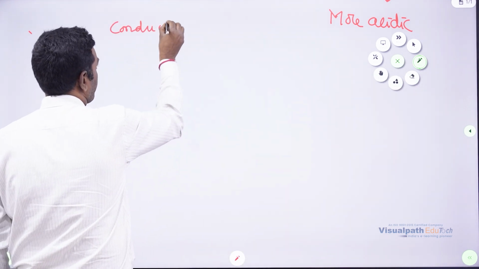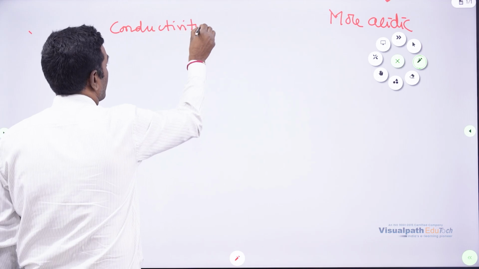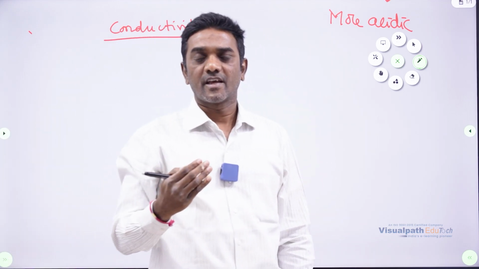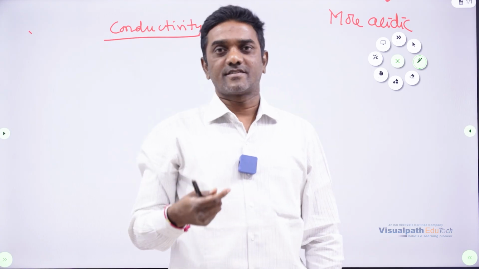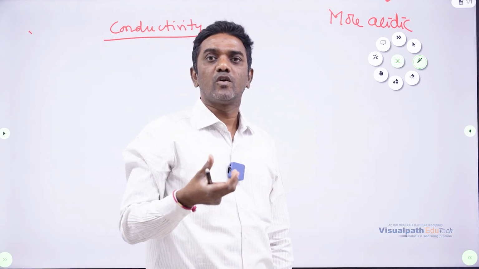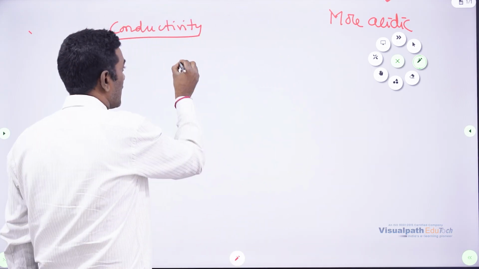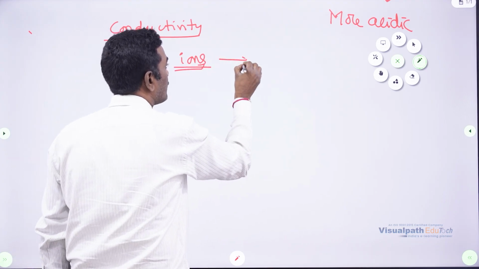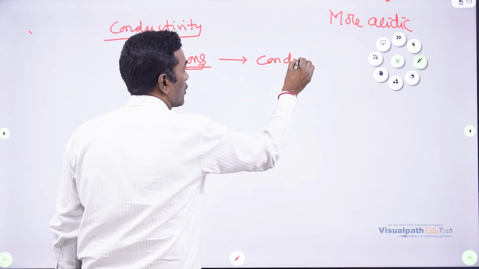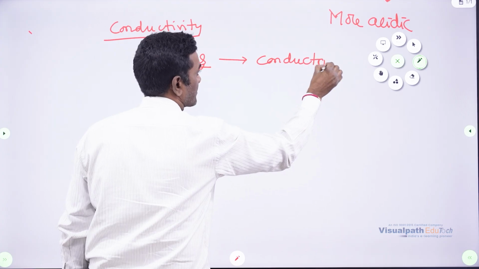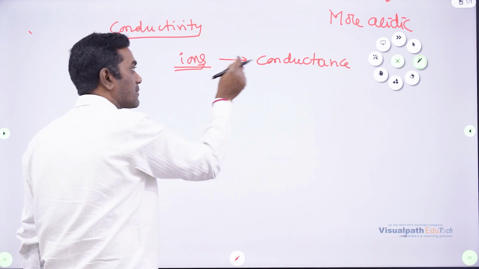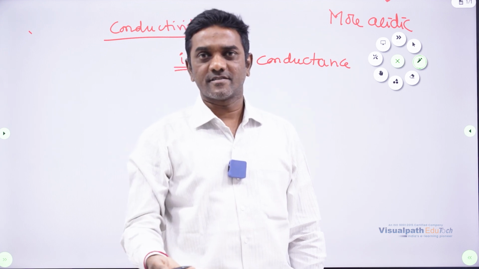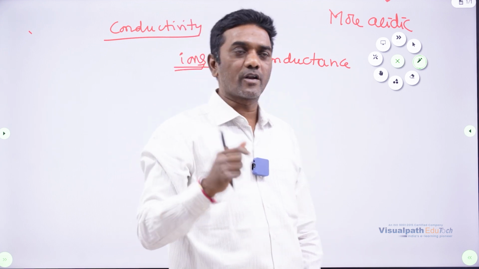Conductivity. Now we have to understand how conductivity occurs. How a solution will give you conductance based on ions. If ions are present, they will give you conductance. Without ions, there is no conductance. More number of ions, more conductance.